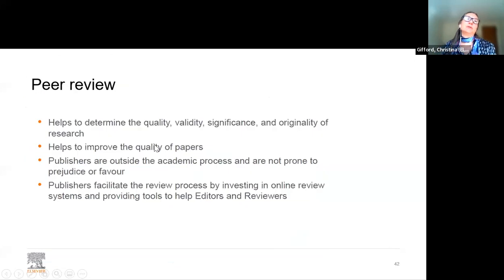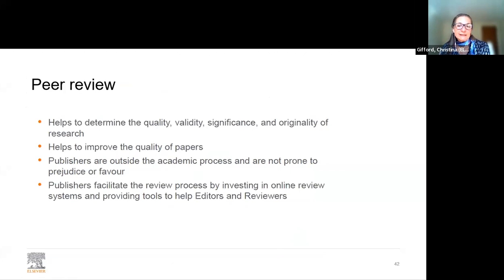So, peer review. After managing the submission of articles, the peer review process can begin. The quality and speed of reviews are important to both authors and readers. The purpose of peer review has become to act as a filter used to evaluate the quality, comment on the validity, judge the significance, and determine the originality of research. The process also helps to improve the quality of the paper.